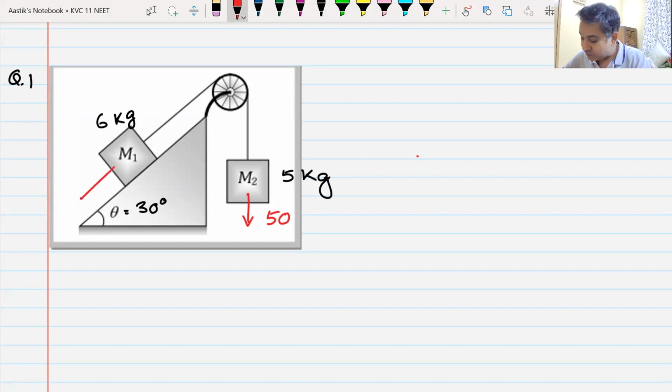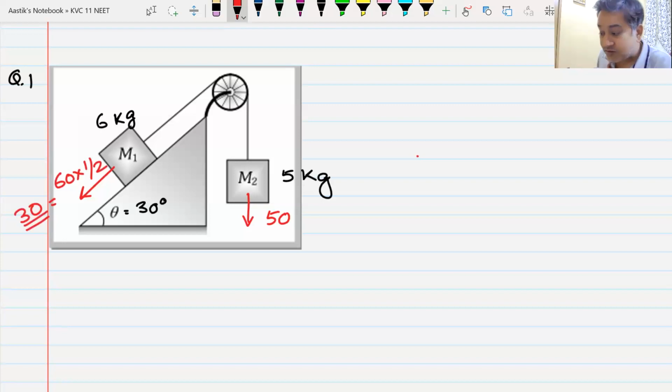And how much is the force here? It is M2G. M2 is 6. 6 into G is 60. 60 into sine 30. How much is sine 30? Sine 30 is half. So you can see the force which is trying to pull it from here is 30. The force which is trying to pull it from the other side is 50.